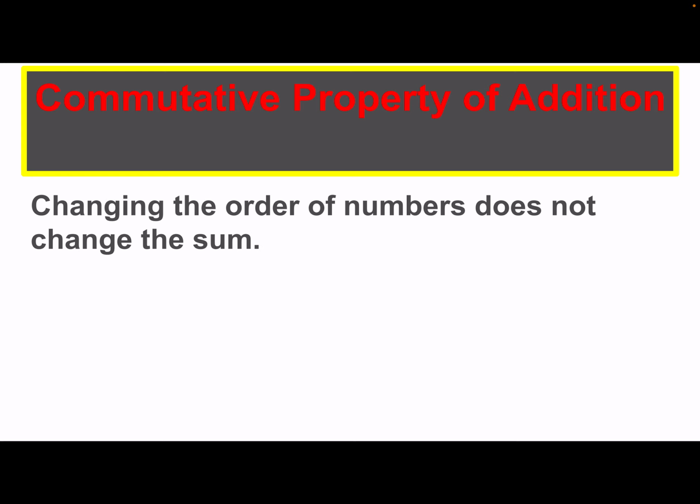So now the commutative property of addition. Changing the order of the numbers does not change the sum. So in addition, if we are changing the order of the numbers, first taking A or B, it doesn't matter. So A plus B equals B plus A. The result would be the same.